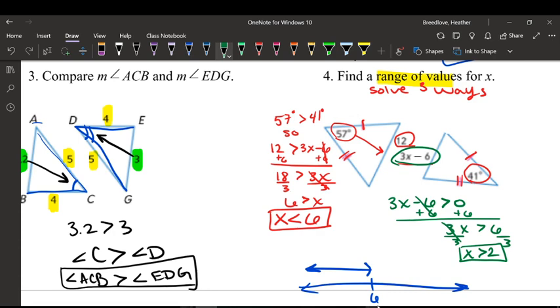So if I go to my number line and I put the 2 on there, it'll be on this side of 6. There's a 2. X is greater, so it's going to go to the right. So I can see my range of values that are my answer is anything between 2 and 6. That's where x is. So I can write it as 2 less than x less than 6.